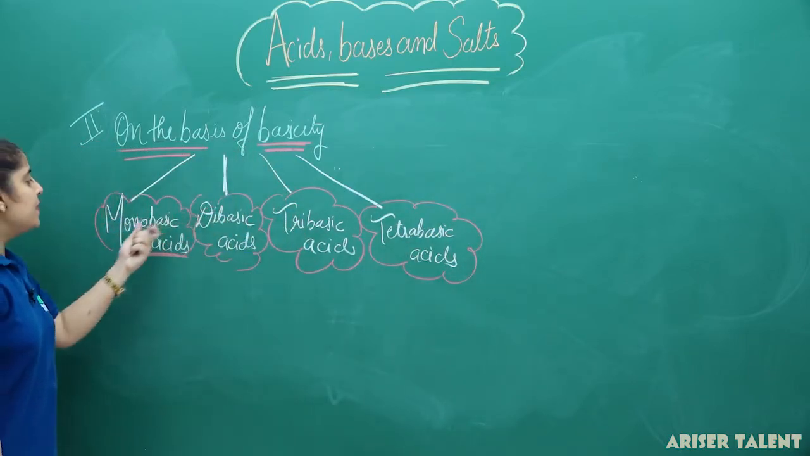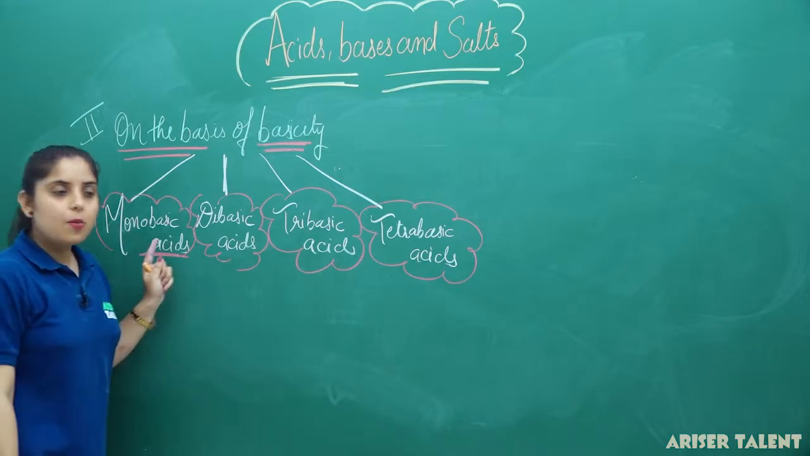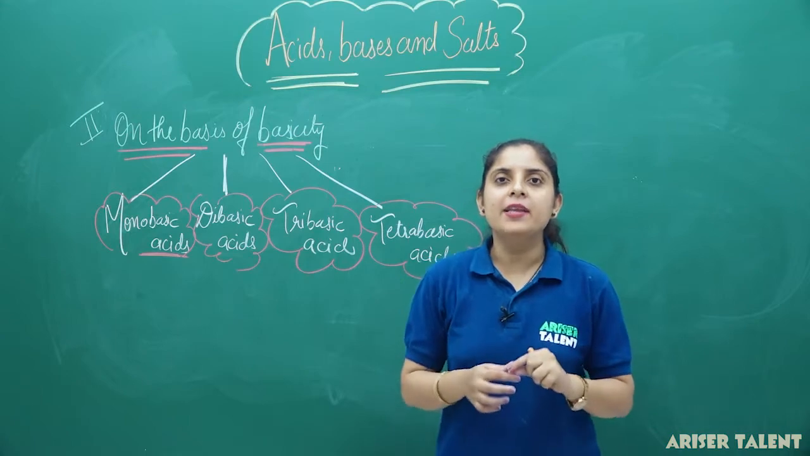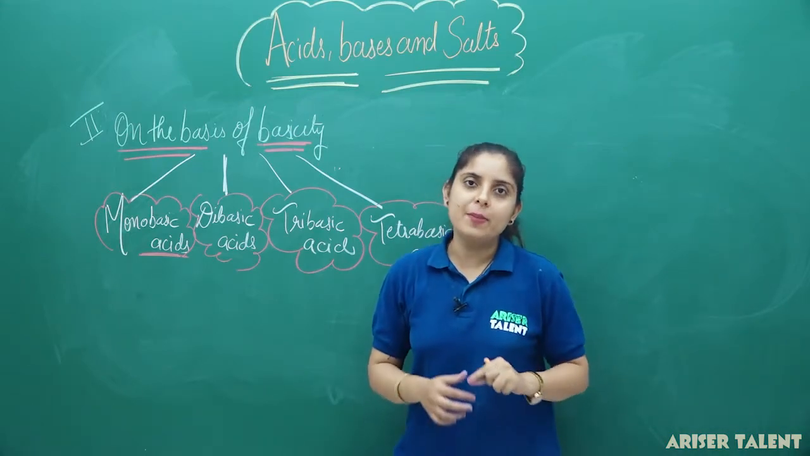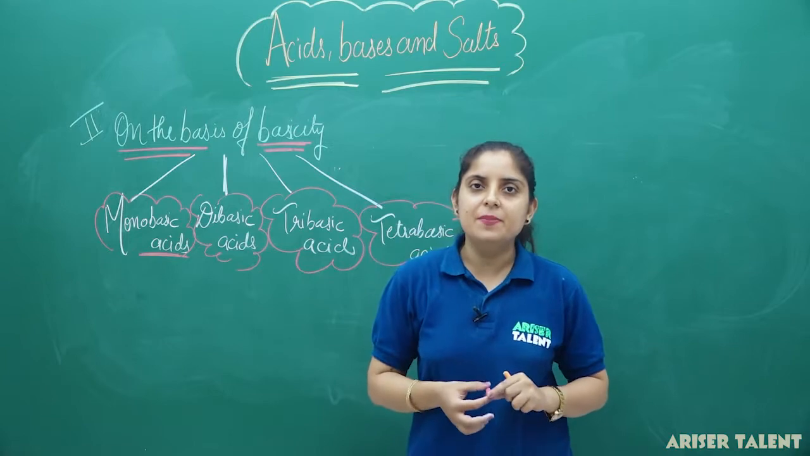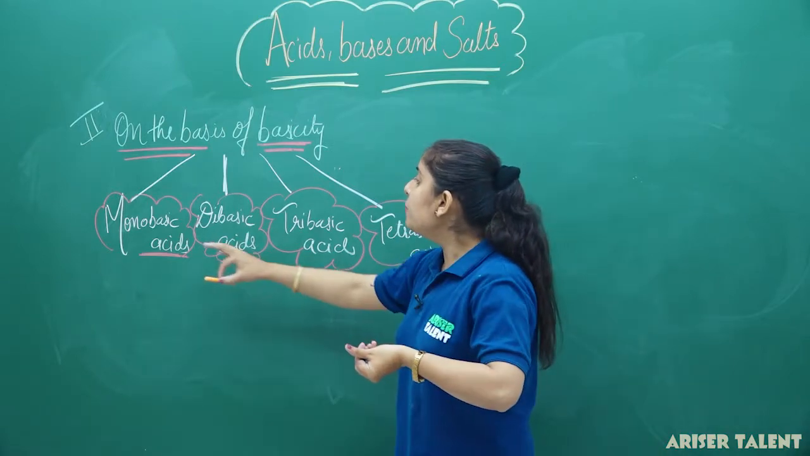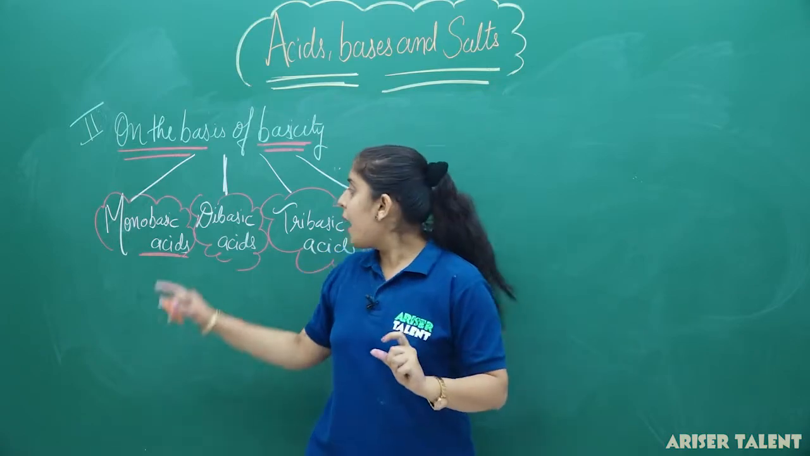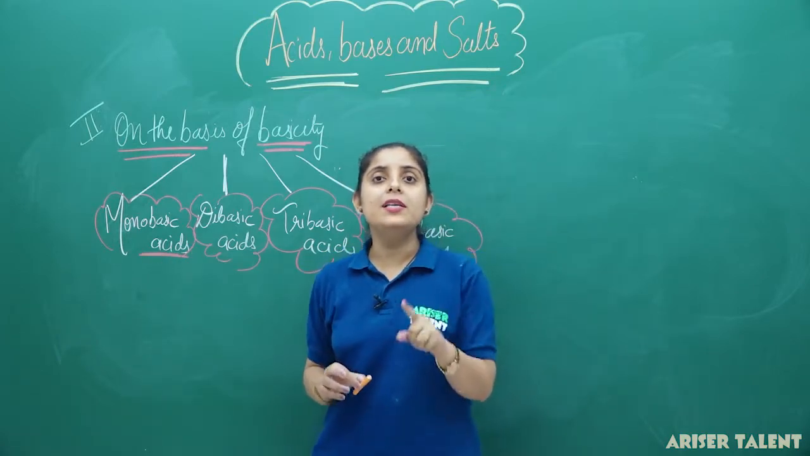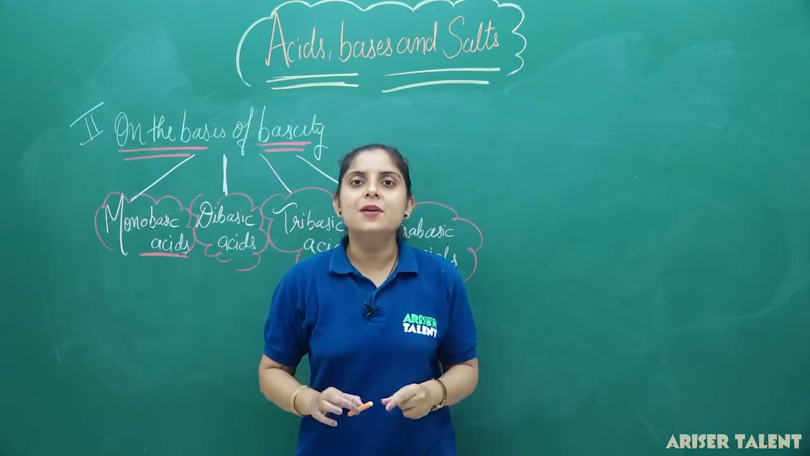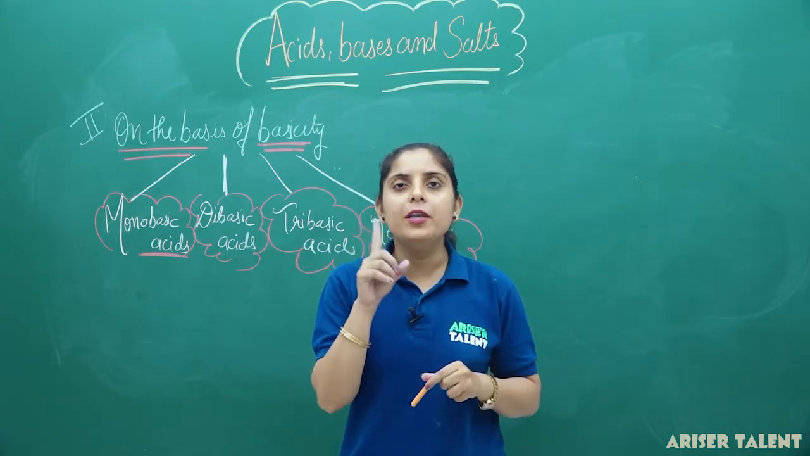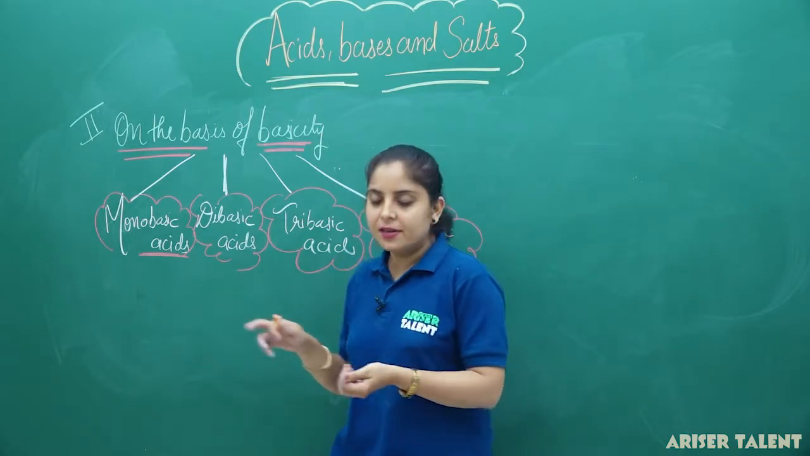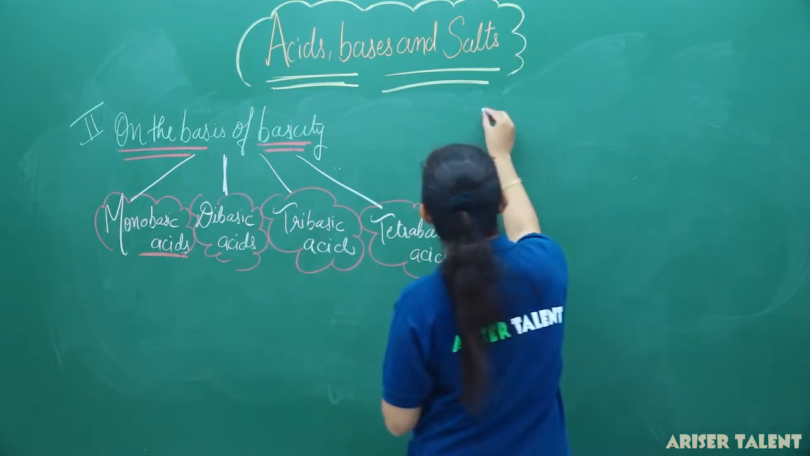So on the basis of basicity, the first acid is known as the monobasic acid. Now what is basicity? I have told you, the capability of any substance to give hydronium ions in the solution determines its basicity. Clear? So if I am talking about the monobasic acid, what does the word mono mean? Mono means single, and monobasic acid means it will give you only a single hydronium ion. So the substance which is capable of giving only one hydronium ion in the solution is known as a monobasic acid. Clear? So what will be the definition for monobasic? I am writing here.